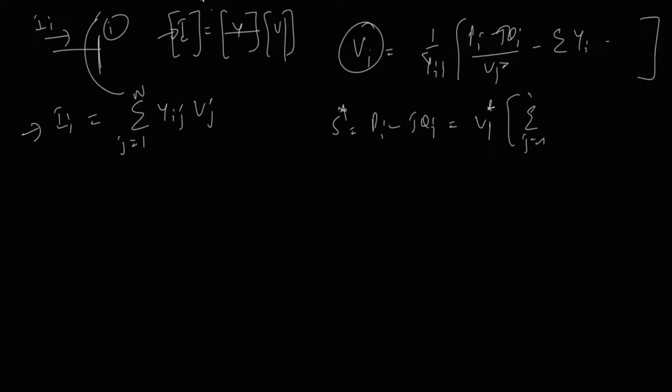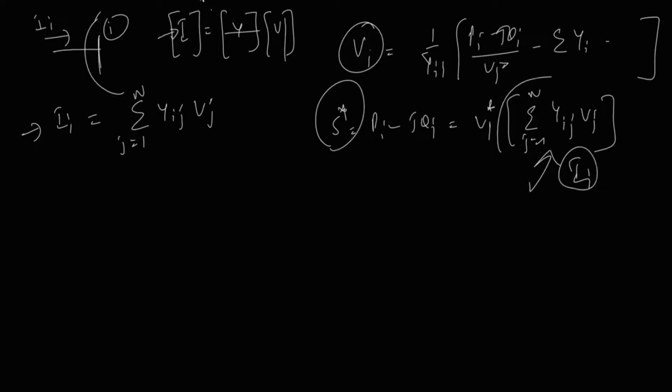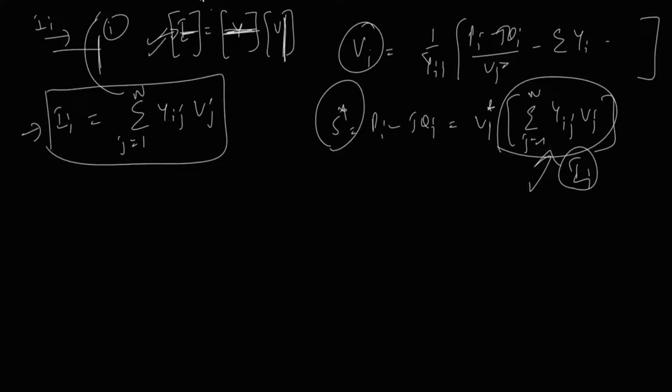Summation j equals 1 to n Yij Vj, I am writing. This is the current injection. Vi conjugate Ii is the power. So I am representing this Ii by this equation. How did I get this one? This is from this system representation. The ith element of this vector is equal to the ith row multiplied by this vector V. So in short form I have represented it like this, the current injection.